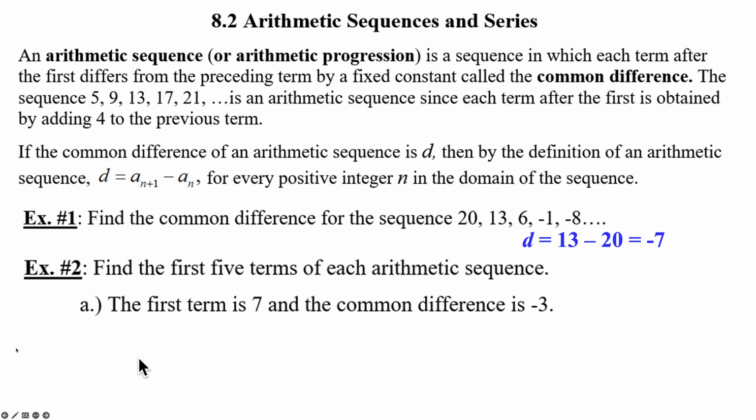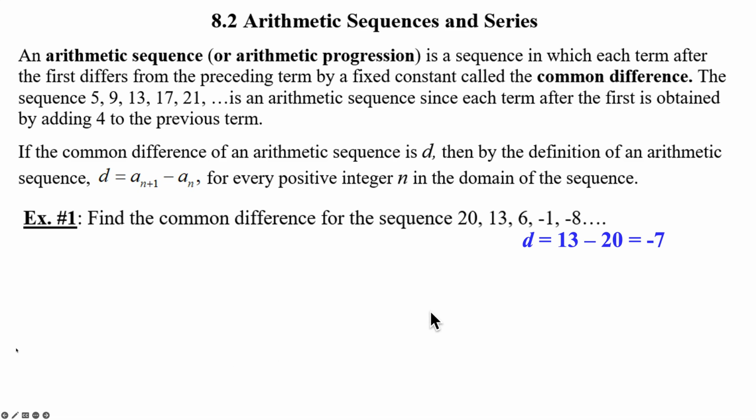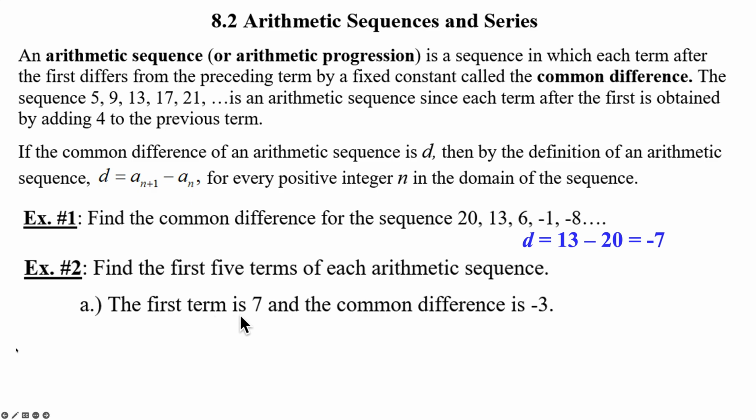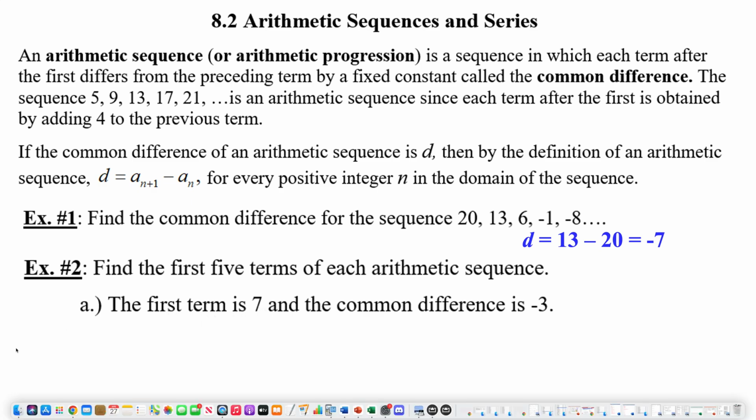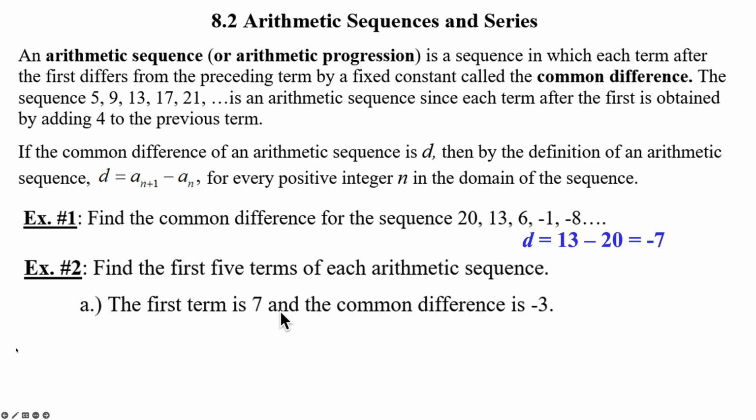Example 2, find the first 5 terms of each arithmetic sequence. The first term is 7. And the common difference is negative 3. Okay, first term is 7. Now subtract the 3. That would make it a 4. Subtract the 3. That makes it a 1. Subtract the 3 makes it a negative 2. Subtract the 3 makes it a negative 5.